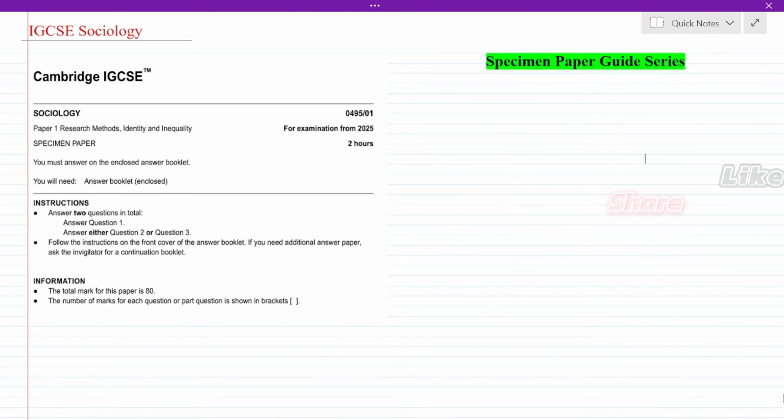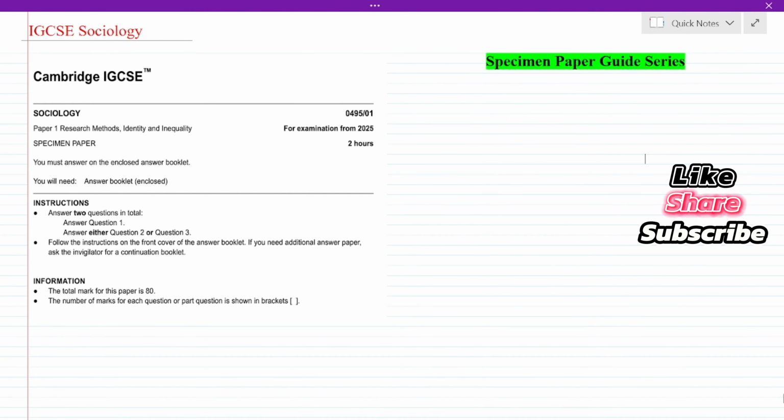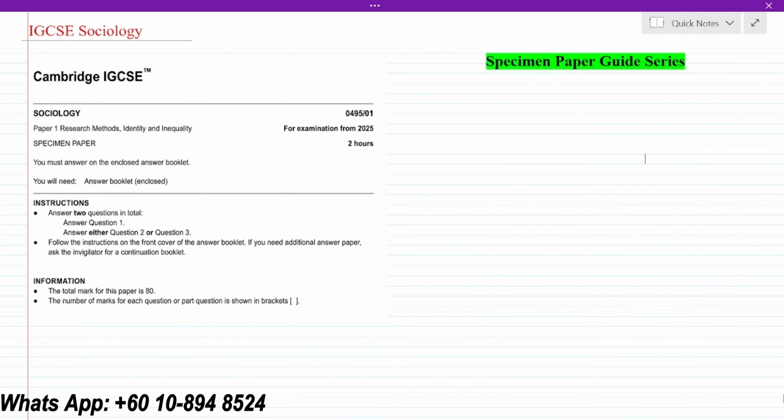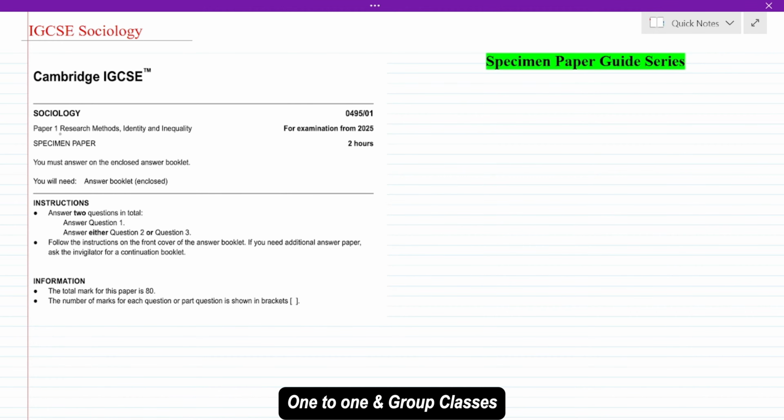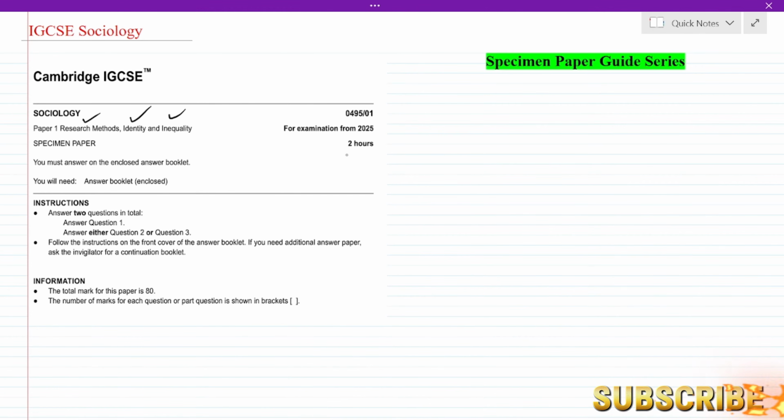Paper number 1 basically includes the research method, identity and inequality chapters. If you know the content, you get the understanding that they have involved these three chapters: research method, identity and inequality in paper number 1. We have 2 hours for paper number 1, right? And we have a total of 80 marks for this particular paper.